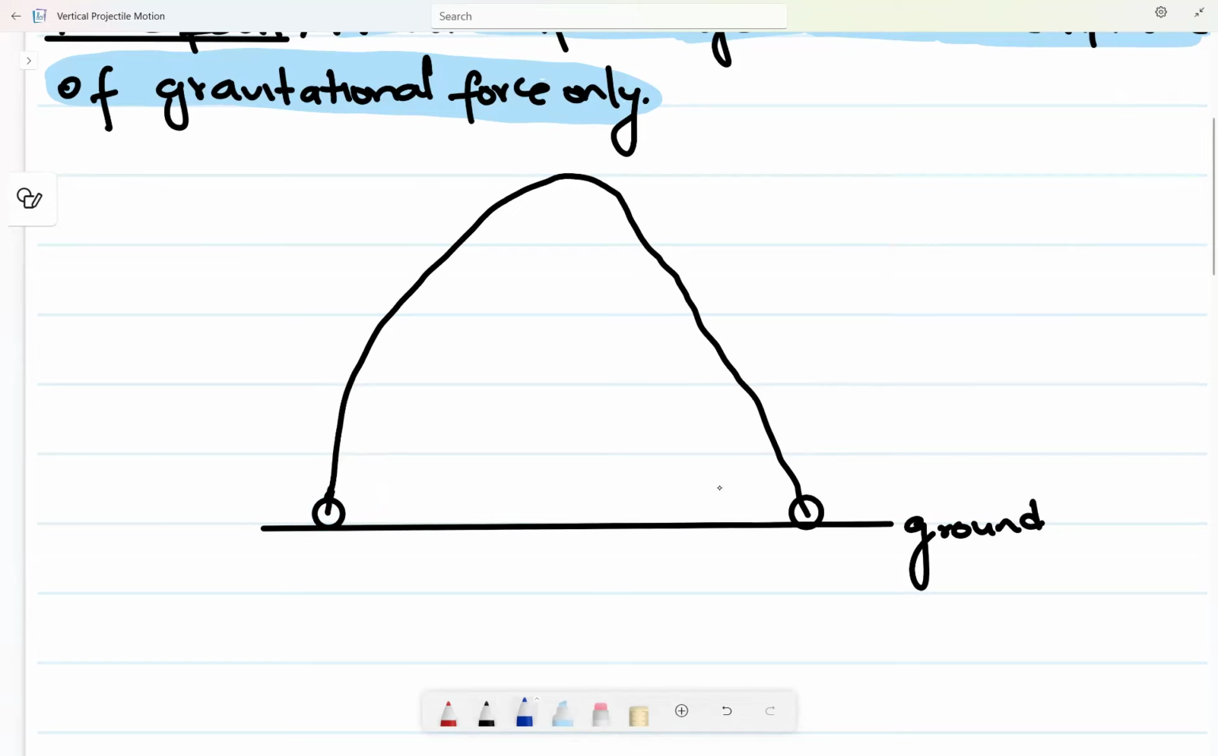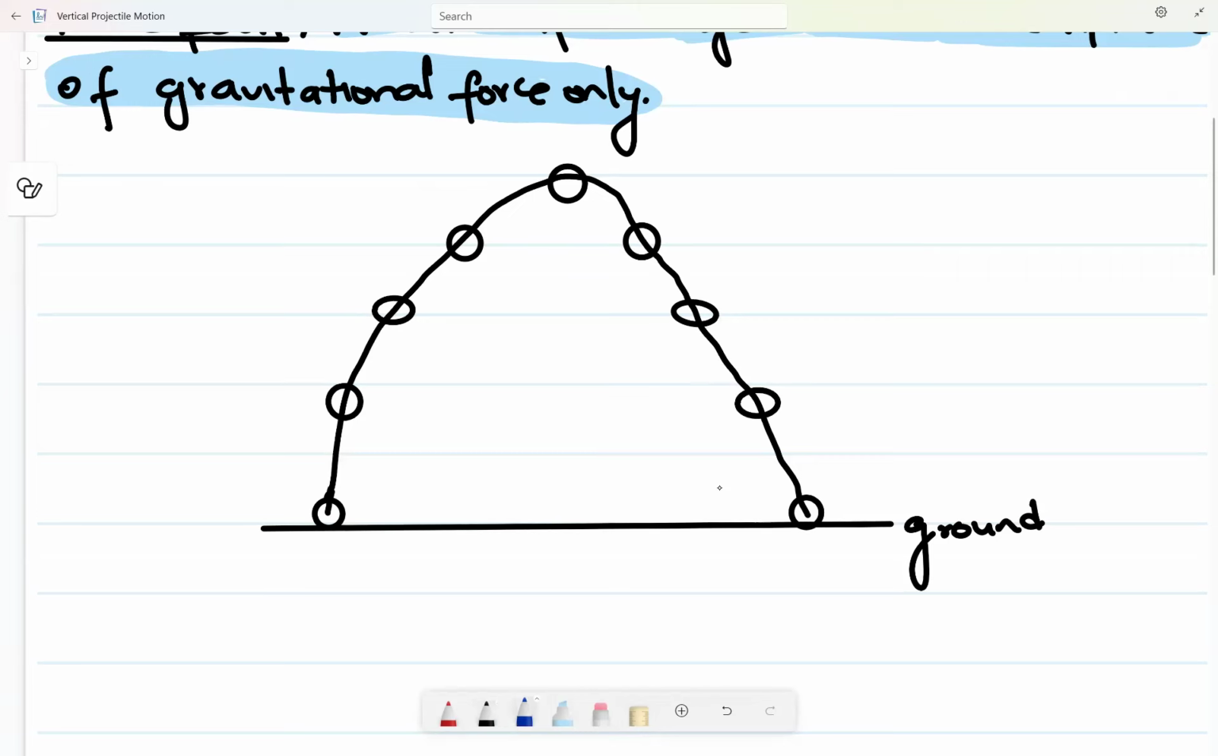It will come back. Now, the question is, what causes our object to have a different velocity to come back, rather than going forever upwards? Now, this brings us to the concept of a free fall. This is where we talk about motion that is under the influence of gravitational force only. What do I mean by that?